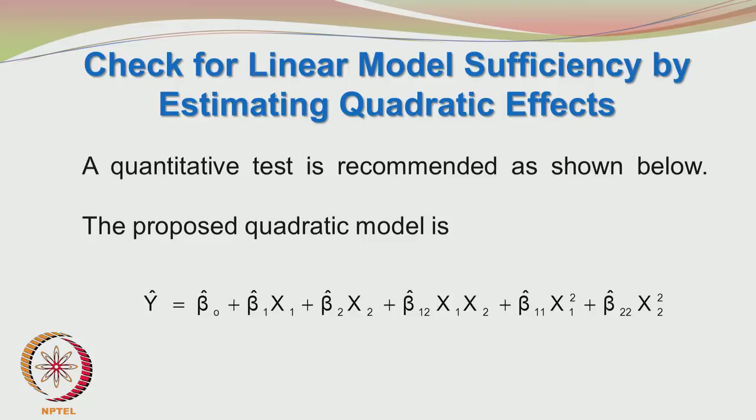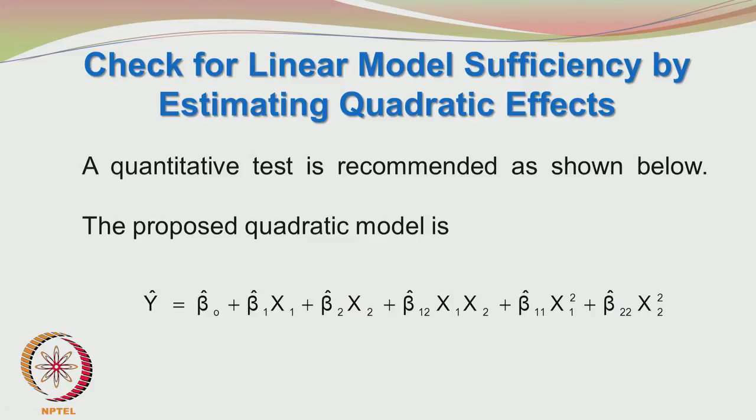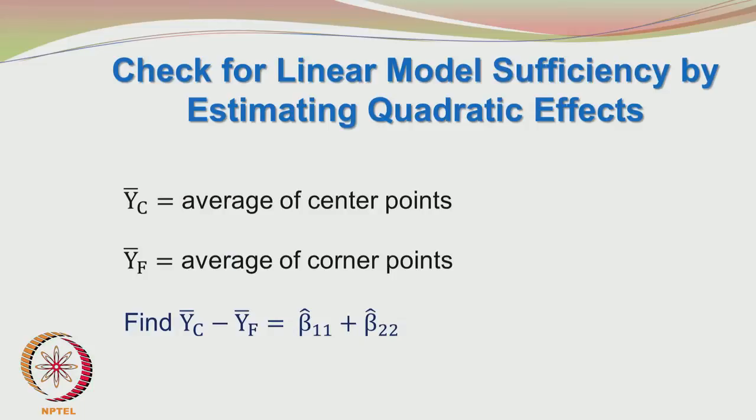With the current experimental design involving 4 factorial points and 4 center points, we are unable to estimate beta hat 11 and beta hat 22 for the simple reason that we do not have sufficient degrees of freedom. So, we are not in a position to estimate them explicitly, but we may have an idea of the importance of beta hat 11 plus beta hat 22, and that is given by the estimator y bar c minus y bar f. Y bar c minus y bar f is acting as an estimator for beta 11 plus beta 22. So, we can call y bar c minus y bar f as beta hat 11 plus beta hat 22.